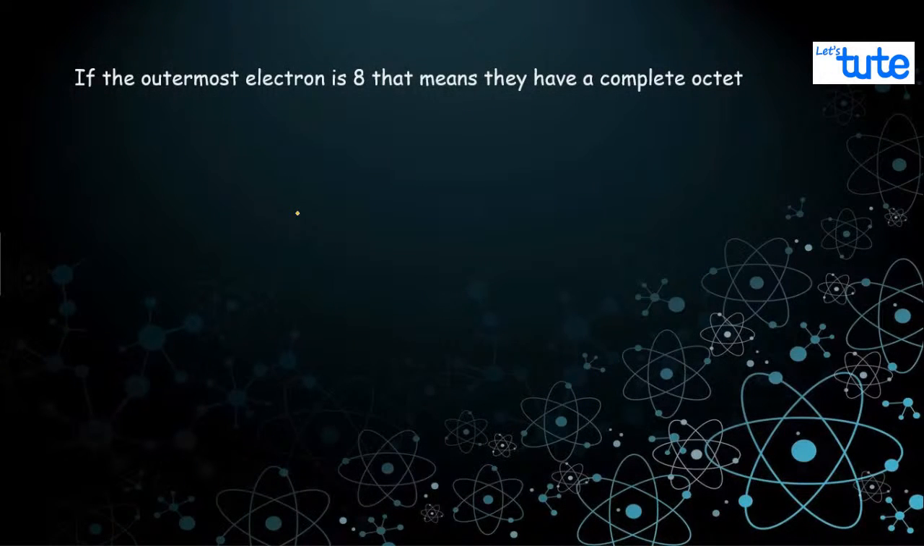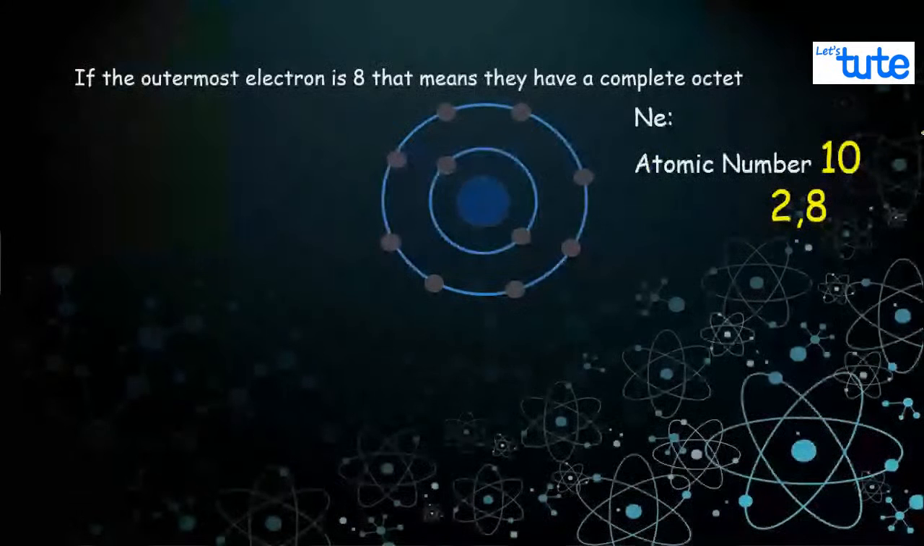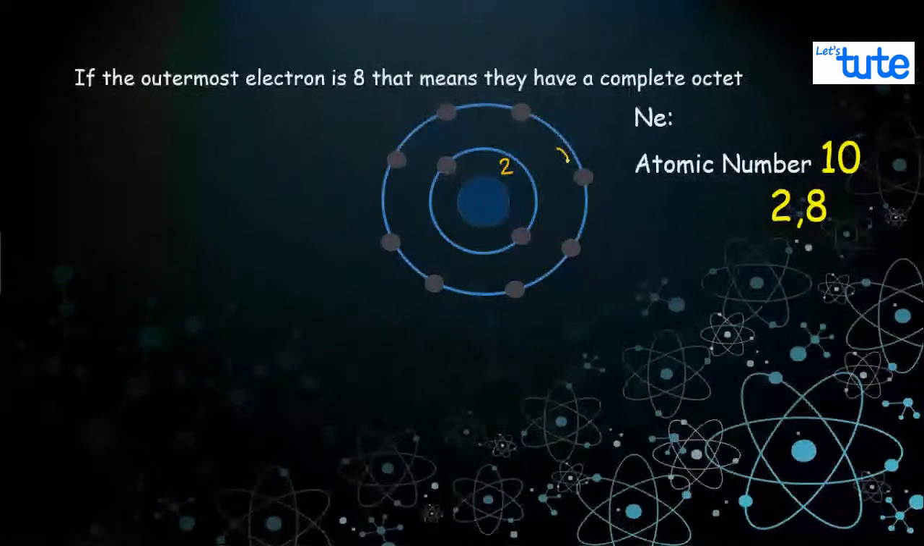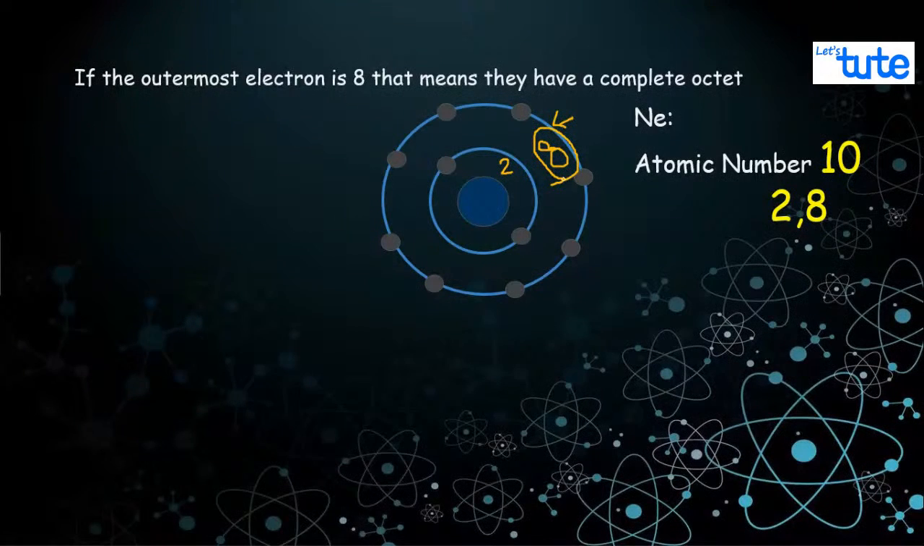So this is actually a very important thing. If the number of outermost electrons is 8, that means they have a complete octet. For example, neon. Neon has atomic number 10, so the electronic configuration of neon is 2, 8. In the outermost orbit, neon has 8 electrons.